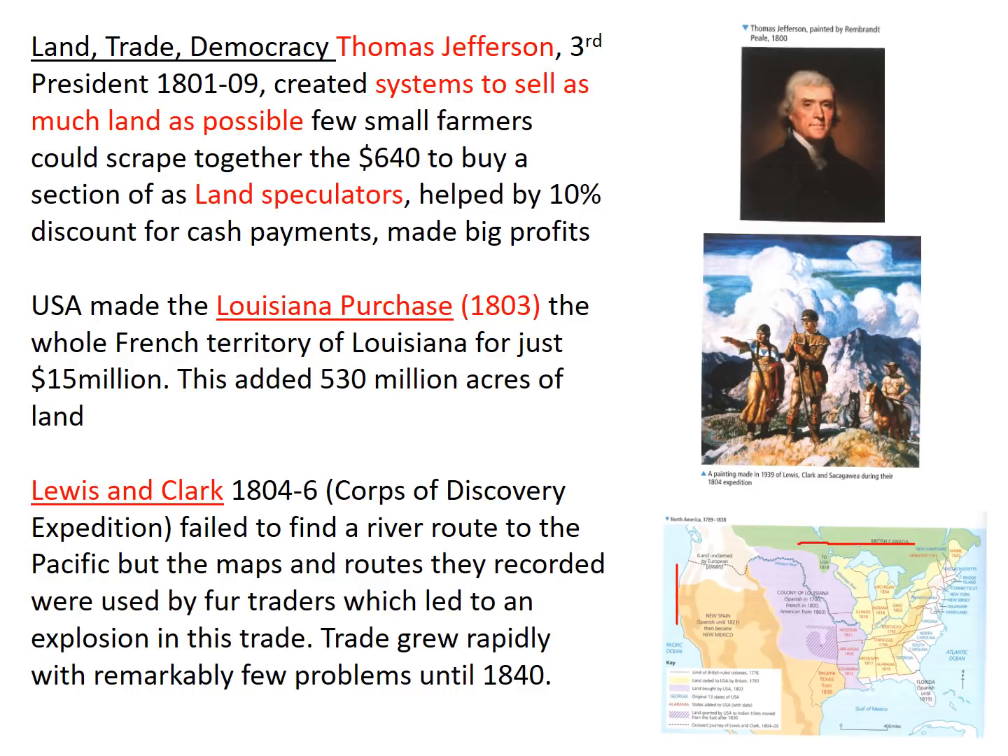The idea was that small farmers could do it, but actually the $640 required to buy a section was most often swallowed up by land speculators, who'd got capitalism at work. They also were helped by a 10% discount for cash payments, and they made big profits. An absolutely ridiculous bit of capitalism again with the Louisiana Purchase.